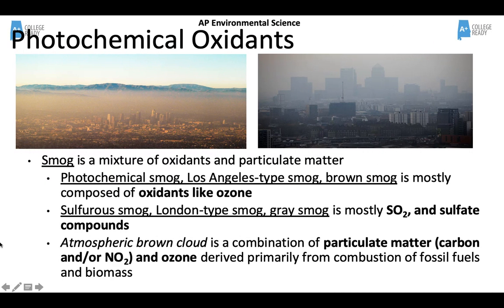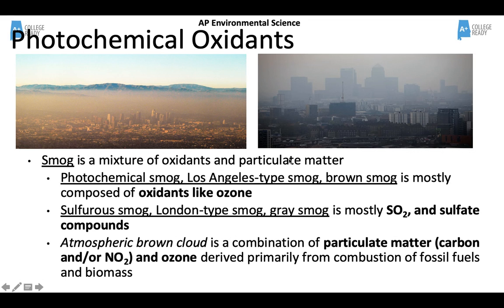So, smog is broken down into two different types. You've got photochemical and sulfurous smog. Photochemical smog is also sometimes called Los Angeles type smog, and this is mostly composed of oxidants like ozone. So that's going to be over here on the left. It's normally got this brown hue to it, which is why it's sometimes called brown smog.